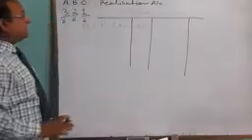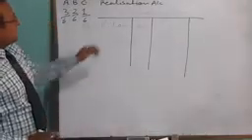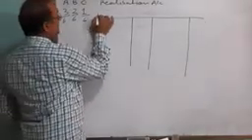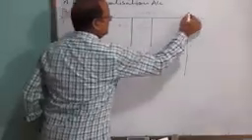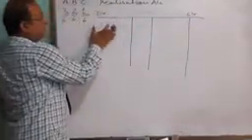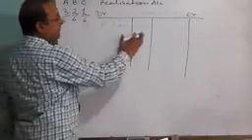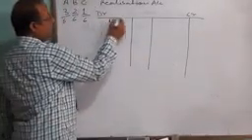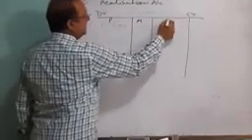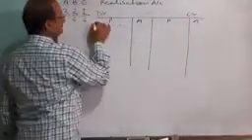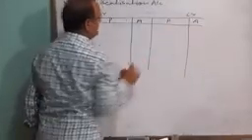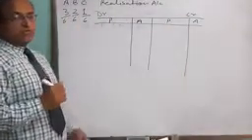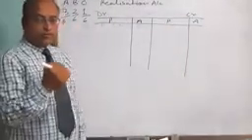you can start with the realization account format. This side is debit, this side is credit. Both sides have two columns: particulars and amount, particulars and amount. I am writing only the short form over here. The realization account is based on step by step posting.